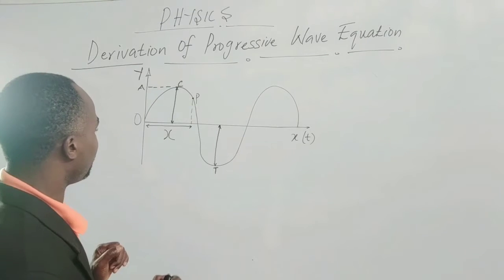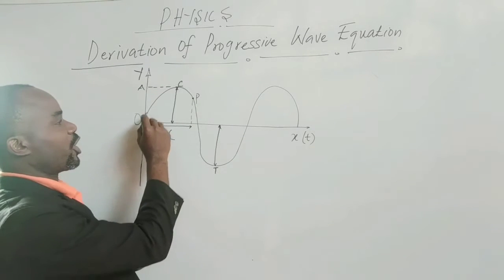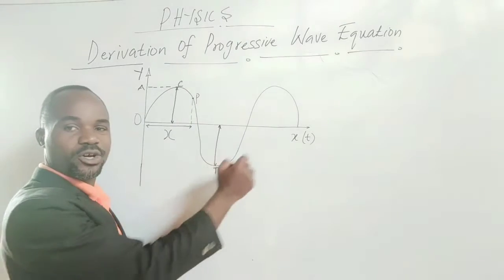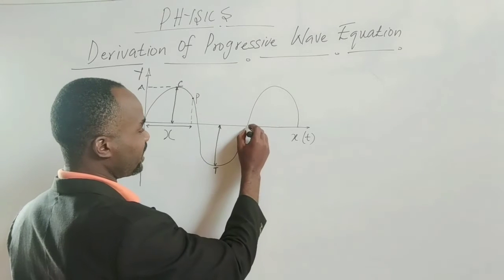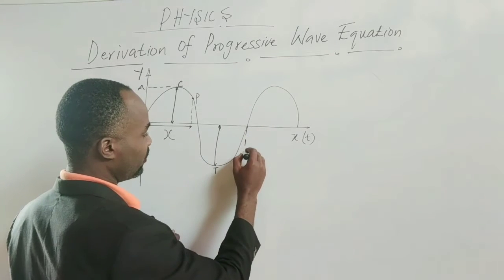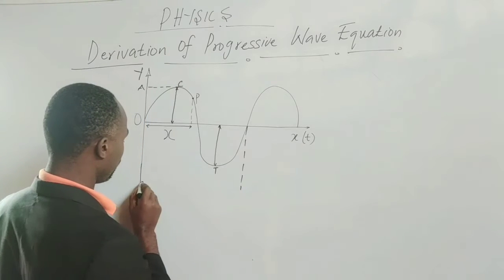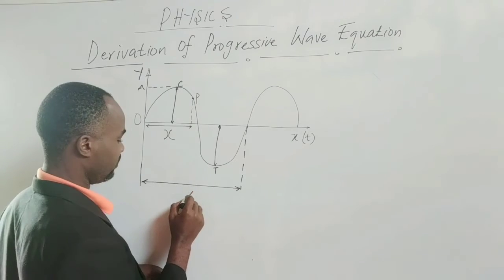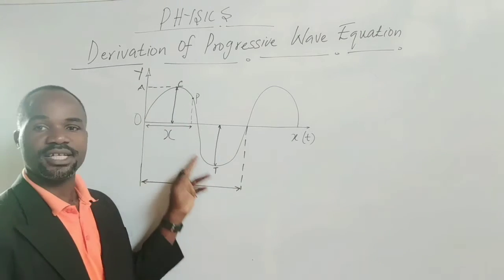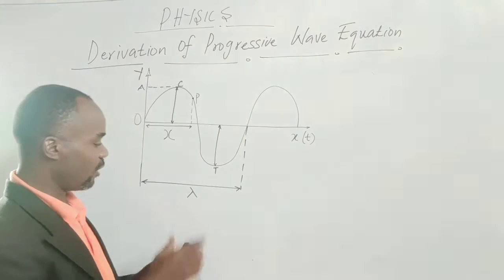Having said that, the next thing we need to understand here is that a crest and a trough give a wavelength. So that completes a cycle. As you can see, this is a wavelength. A crest and a trough make a complete cycle, and that gives a wavelength.